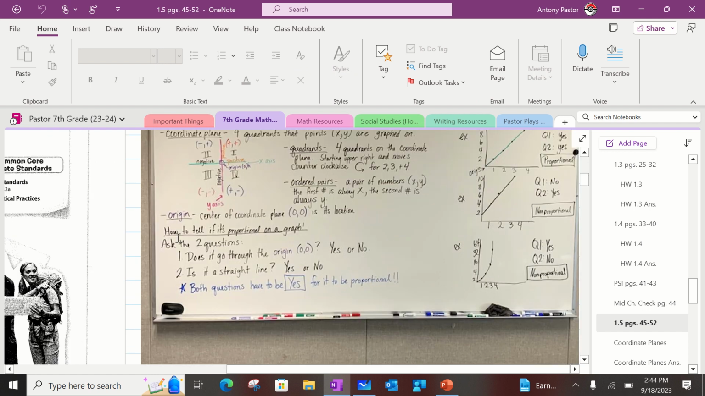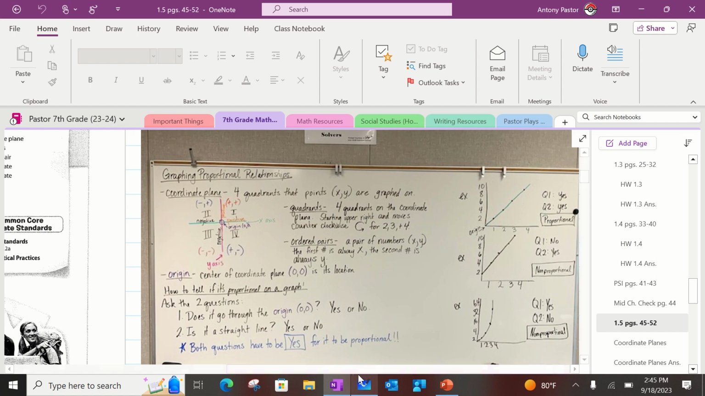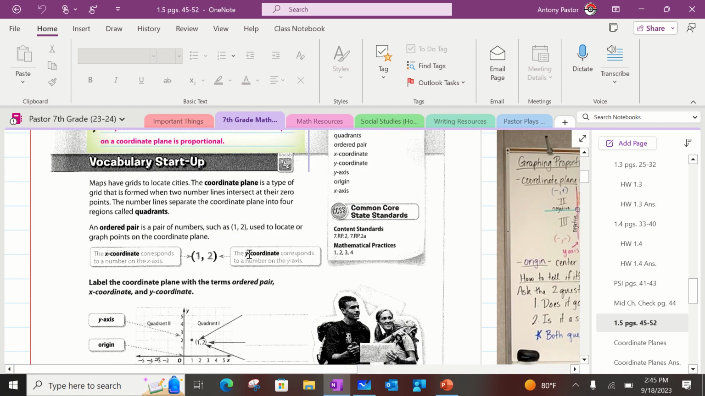So again, how to tell if it's proportional on a graph. Ask the two questions. Does it go through the origin? Yes or no. And is it a straight line? Yes or no. So we're going to go ahead and look at our lesson here before we get into our notes again.